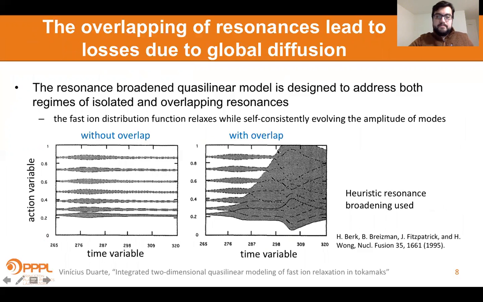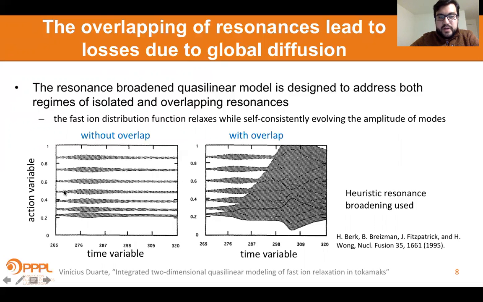So historically, quasi-linear theory used a heuristic broadening function. So in this pioneering paper here by Berk, Breizman, and co-authors, they had a very interesting formulation of quasi-linear theory in which what is shown is basically the same phase space plot in action variables, but here is time instead, in which you have seven resonances that evolve in time.